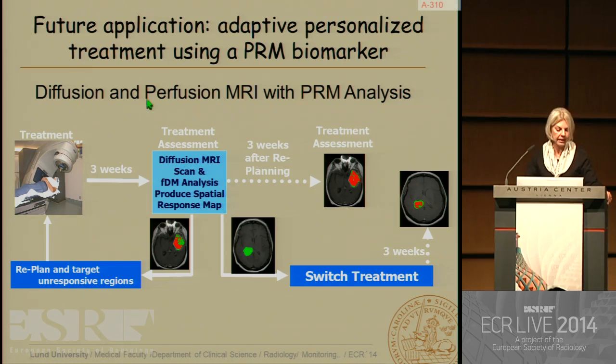So using this technique in the future, diffusion and perfusion metrics in parametric response maps might be a valuable tool, and we might then define already 3 weeks into therapy if we're going to continue with the treatment or if we're going to change the treatment based on what we see 3 weeks into therapy, instead of waiting 10 weeks as we do now.